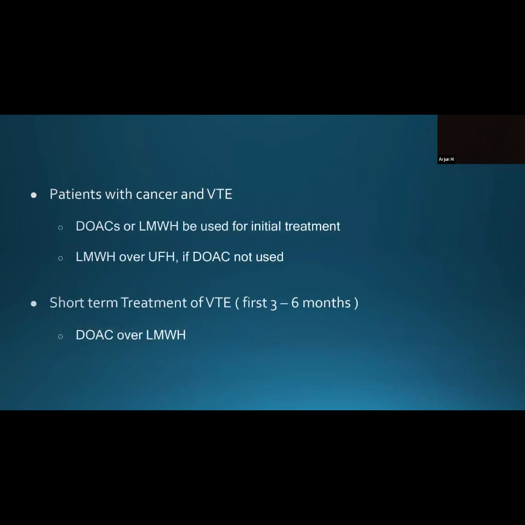And for patients with cancer and a venous thromboembolic event, directly acting oral anticoagulant agents or a low molecular weight heparin can be used for the initial treatment. In cases where directly acting oral anticoagulant agents are not used, low molecular weight heparin is preferred over an unfractionated heparin. And for the short-term treatment of a venous thromboembolic event, that is the initial first 3 to 6 months, a directly acting oral anticoagulant agent is preferred over a low molecular weight heparin.